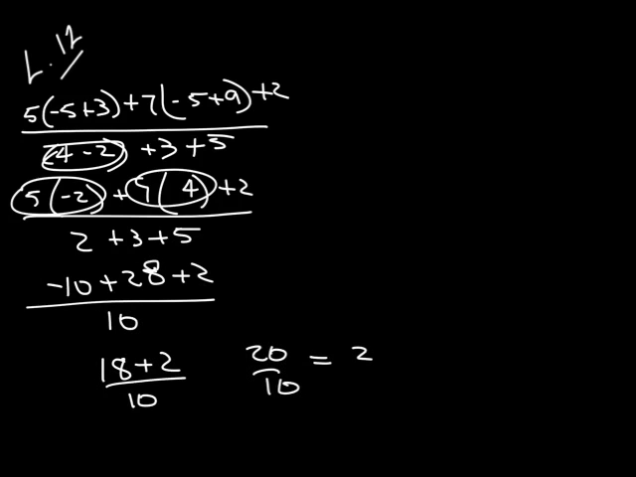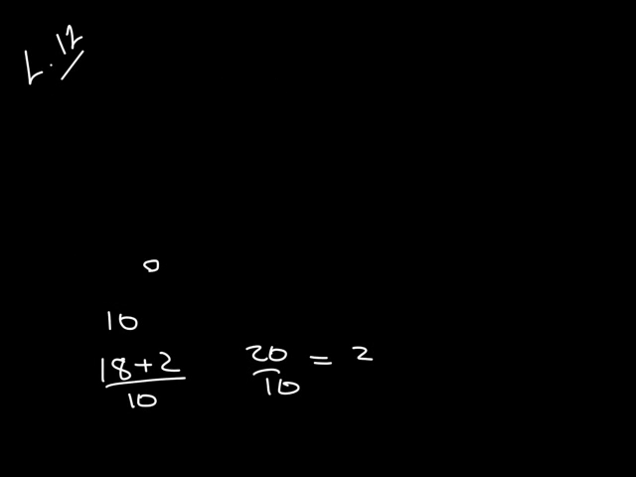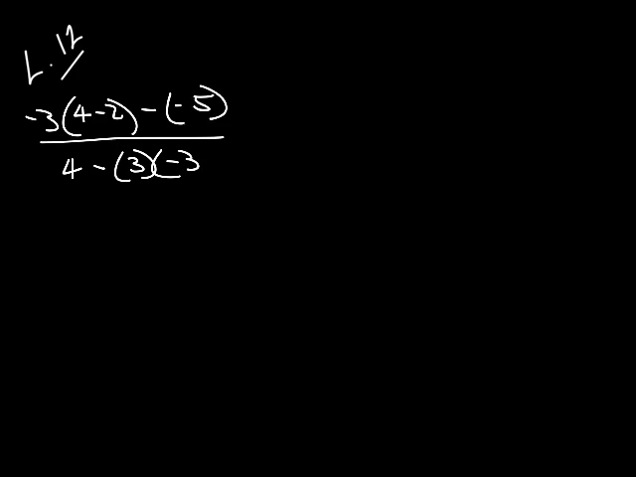Let's do one more example. Let's do 12.5 there, and then we'll be off for the problems. So we have negative 3 times (4 minus 2 minus negative 5), over (4 minus 3), negative 3. All right, so let's do what we've got on top. We're going to do what's in the parentheses first. Leave everything else alone.